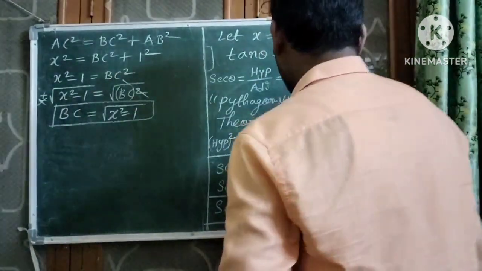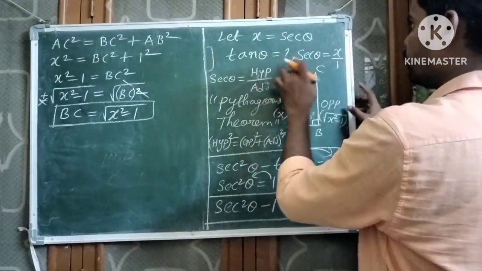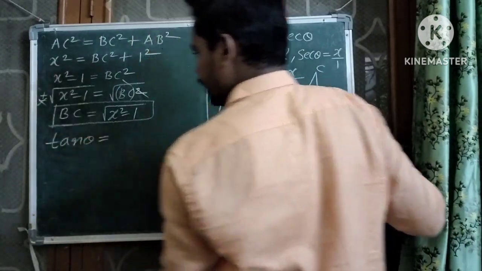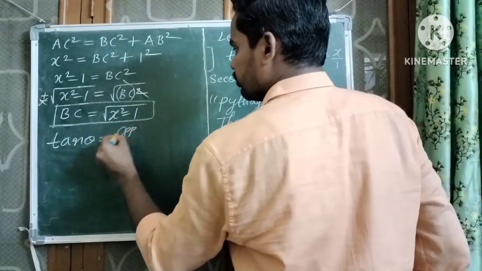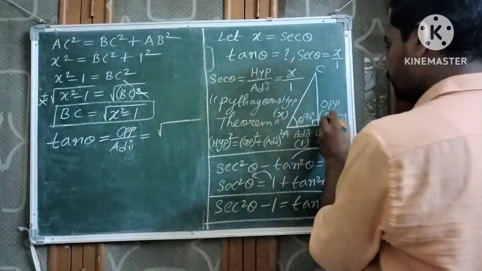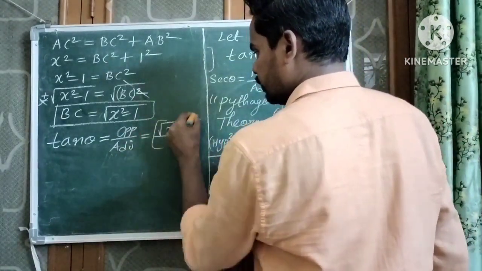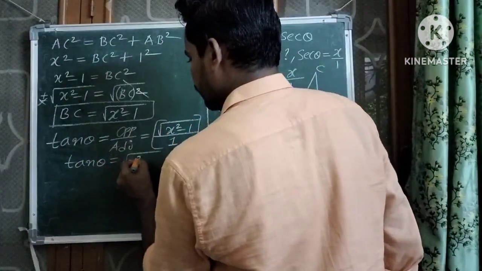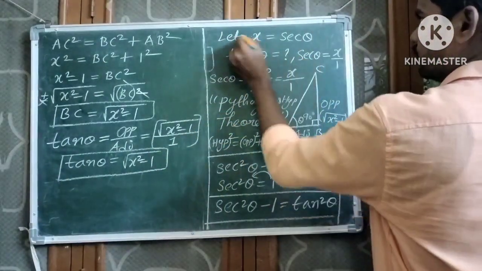Okay. So now, we have done all these calculations to find tan theta. Now tell me, what is the value of tan theta? Tan theta is equal to opposite by adjacent. Opposite we just calculated as root over x square minus 1, by adjacent, which is 1 unit. So therefore tan theta is equal to root over x square minus 1. And secant theta is equal to x.